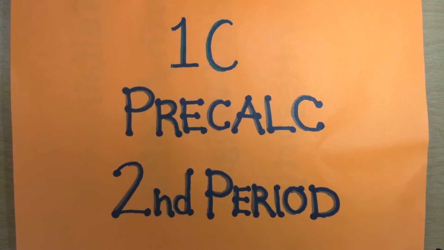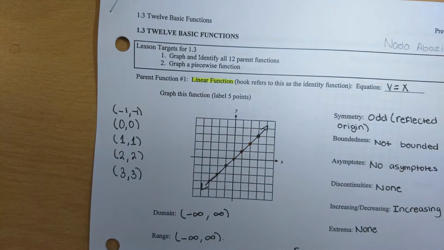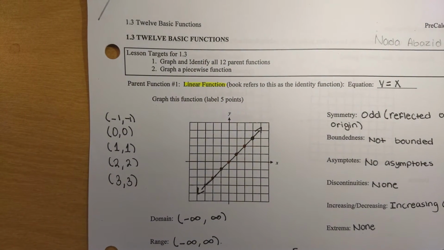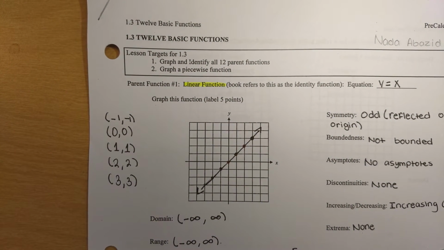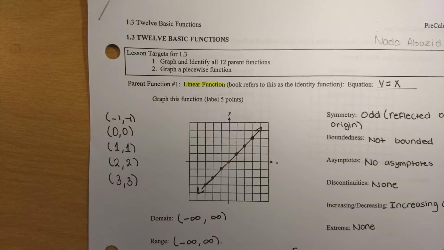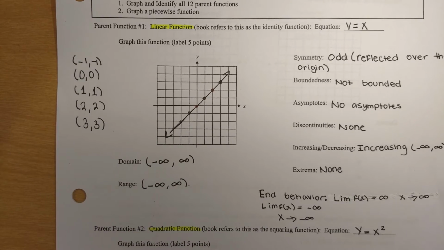Alright, this is 1C, Toolkit Functions, PreCalc. The linear function. The parent function is y equals x. The graph of a linear function is a straight line, and these are the points shown. The domain is negative infinity to infinity. The range is also negative infinity to infinity.